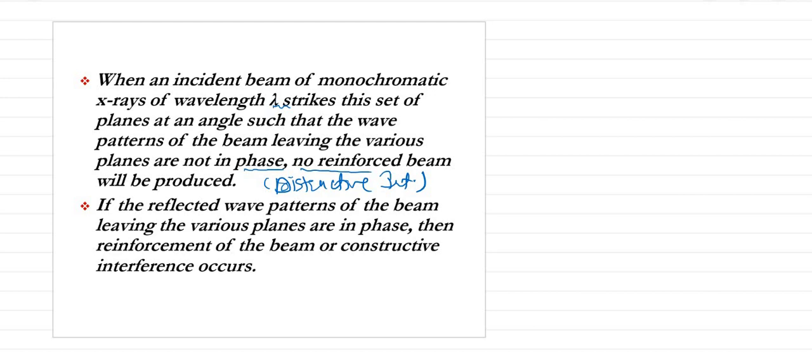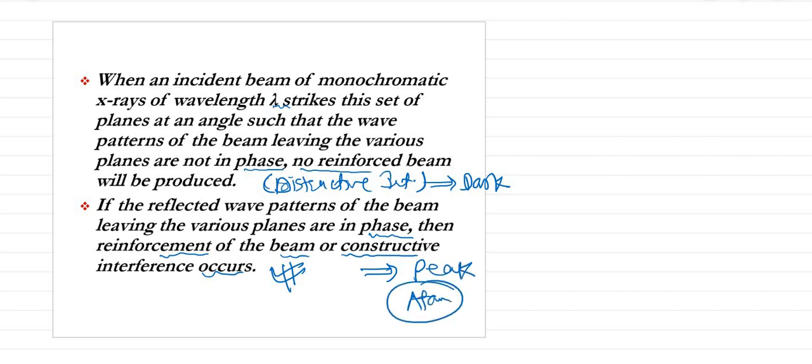But on the other hand, if both the reflected beams are in phase, then there is reinforcement, meaning an increment in the amplitude of the beam, and we have constructive interference. So this is what is important for our purpose. Destructive interference will give you the dark spot, that means the space between two atoms. But constructive interference will give you the intense peak, and that will represent the position of an atom. Okay, right.